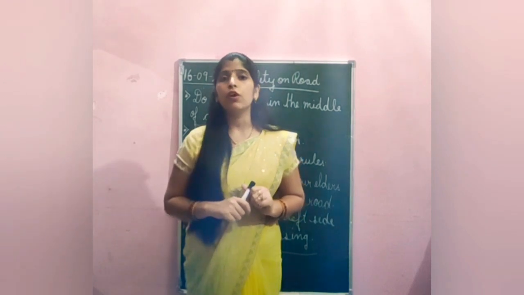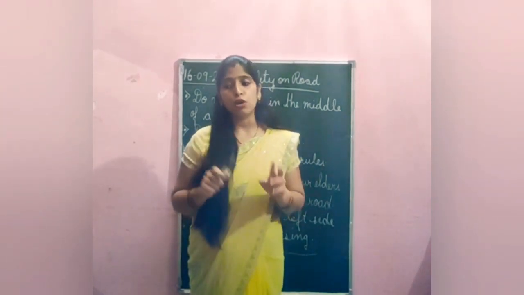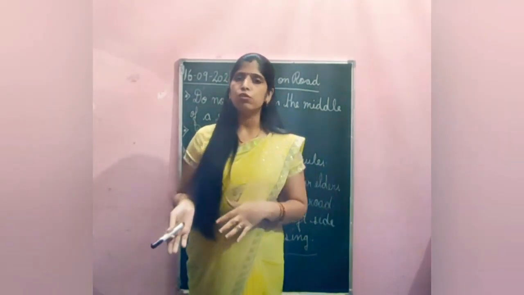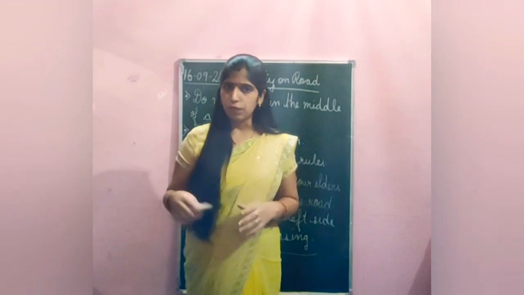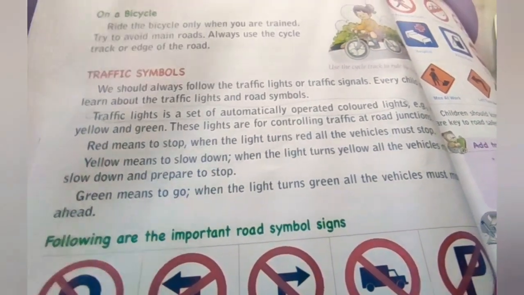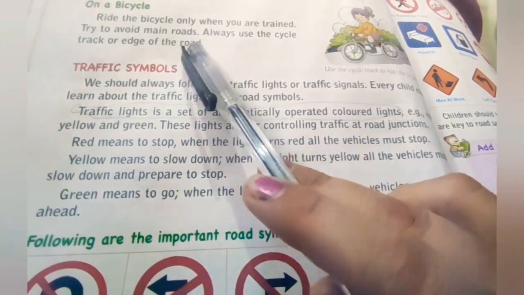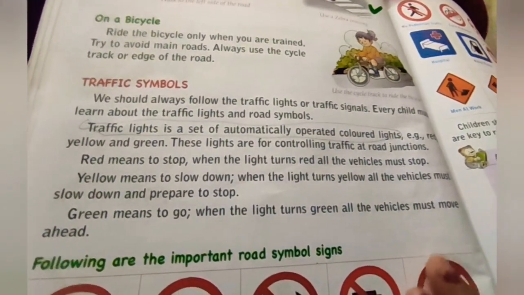One thing is left, your traffic symbols. For that, I request you all to please open your books. I will also explain the symbols from the book itself. So let's see from the book. Okay, children, we have finished till bicycle. Now we are going to study traffic symbols. Okay, let's read from the book.